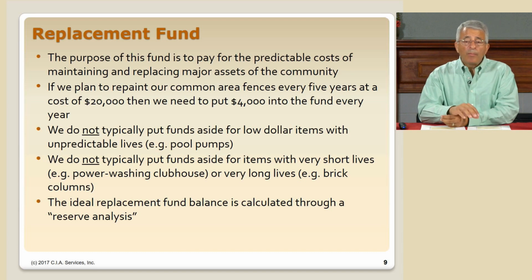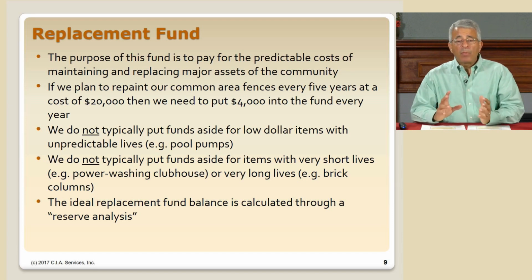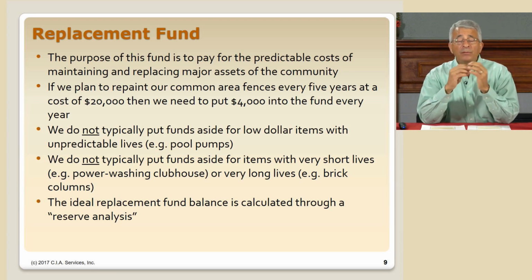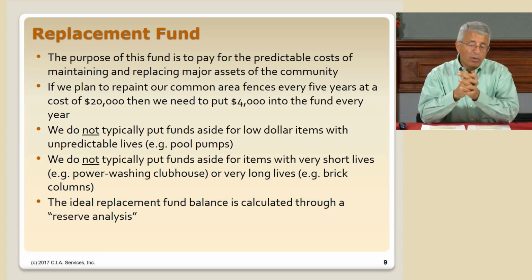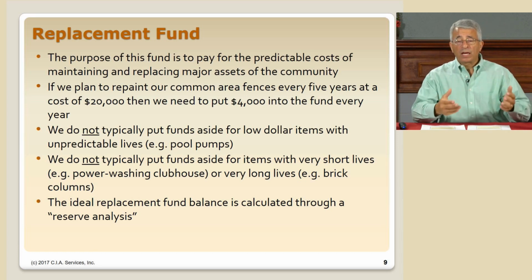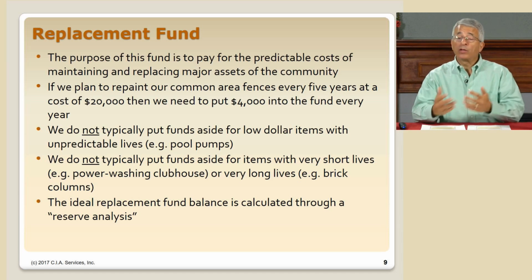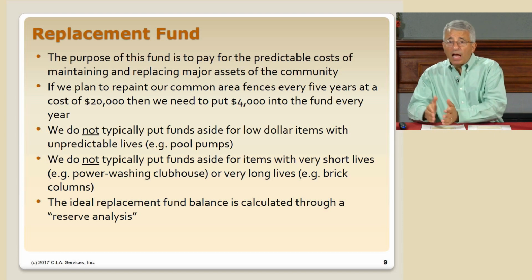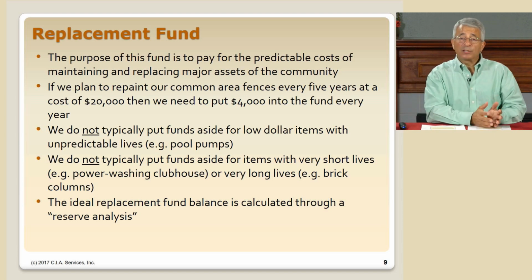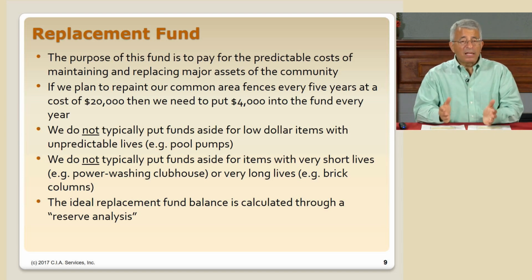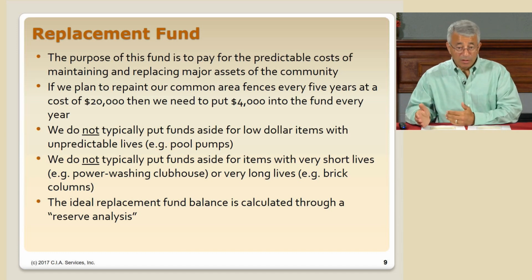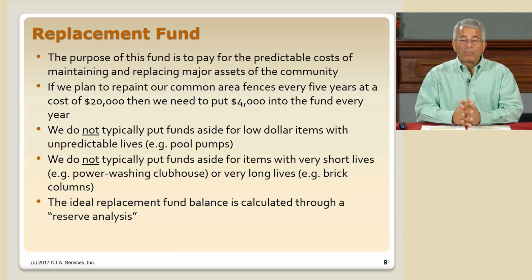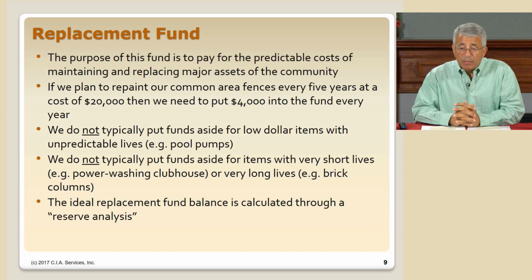And we also don't put aside things for items with very short lives. For example, if one of our objectives is to power wash our entry monuments every year, you don't need to put money aside for that. That's an operating expense. You only put money aside for things that are greater than 1 year to start with. Otherwise, it's just an operating expense.